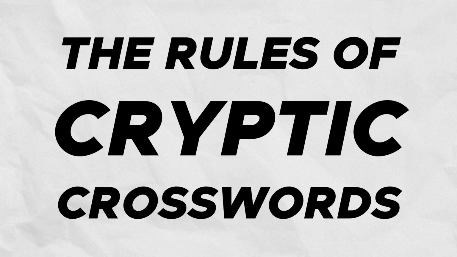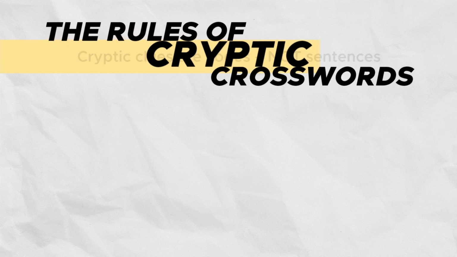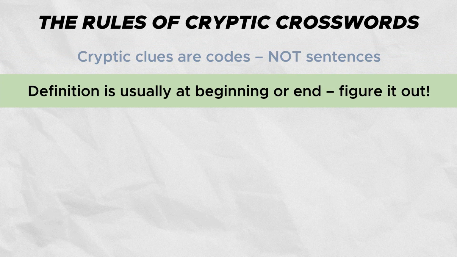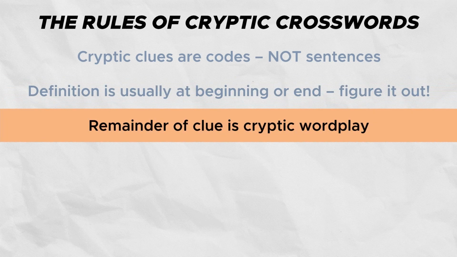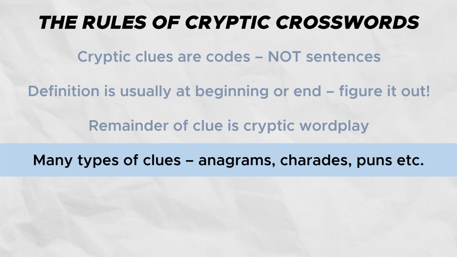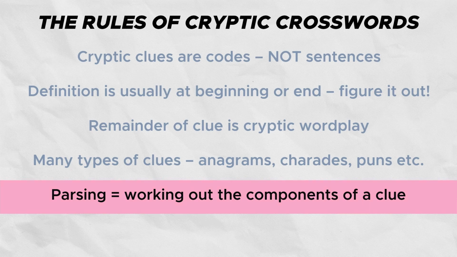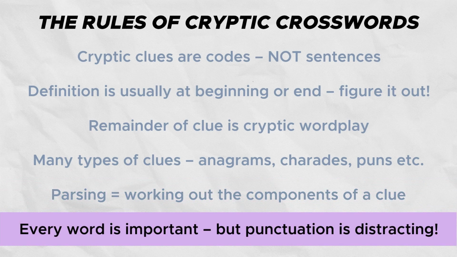Okay, so let's review some of the rules of cryptic crosswords that we discussed in part 1. Cryptic clues are codes, not sentences. The standard definition is usually at the beginning or end of the clue, and you have to figure out which it is. The remainder of the clue is cryptic wordplay, and there are many different types of clues, of which we're going to discuss a few of them in this video. Parsing refers to the process of figuring out how the clue works, and a point I didn't make in part 1 is that every word in a cryptic clue is important. A good clue has nothing extra, however, the punctuation points are usually an intentional distraction.